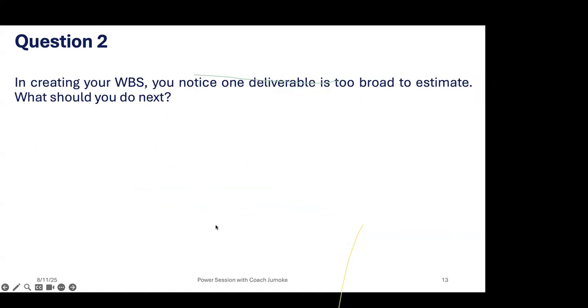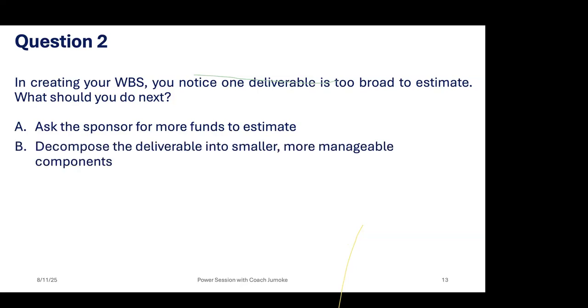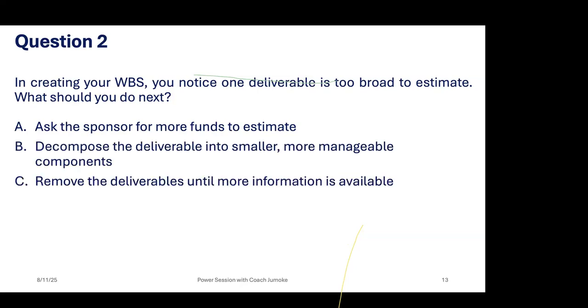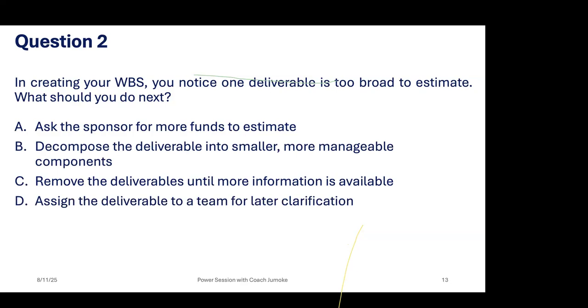Question 2. In creating your WBS, you notice one deliverable is too broad to estimate. What should you do next? A, ask the sponsor for more funds to estimate. B, decompose the deliverable into smaller, more manageable components. C, remove the deliverables until more information is available. And D, assign the deliverable to a team for later clarification.